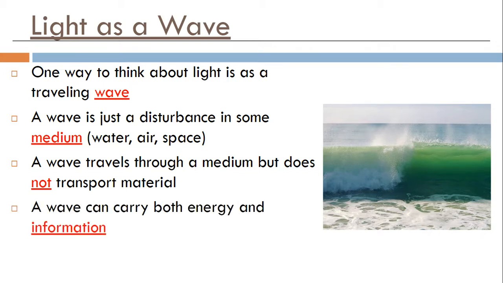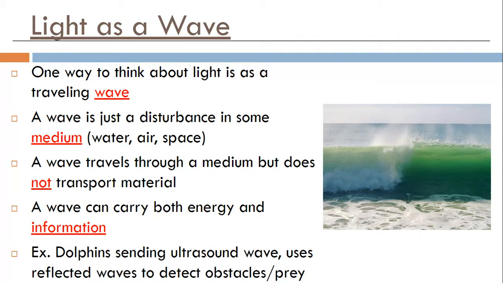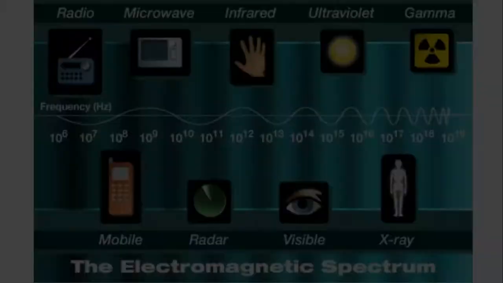A wave can also carry information along with it. So for example, dolphins send ultrasound waves, and they use those reflected waves to detect obstacles and prey. So not only can a wave transfer energy, but it can also transfer information.